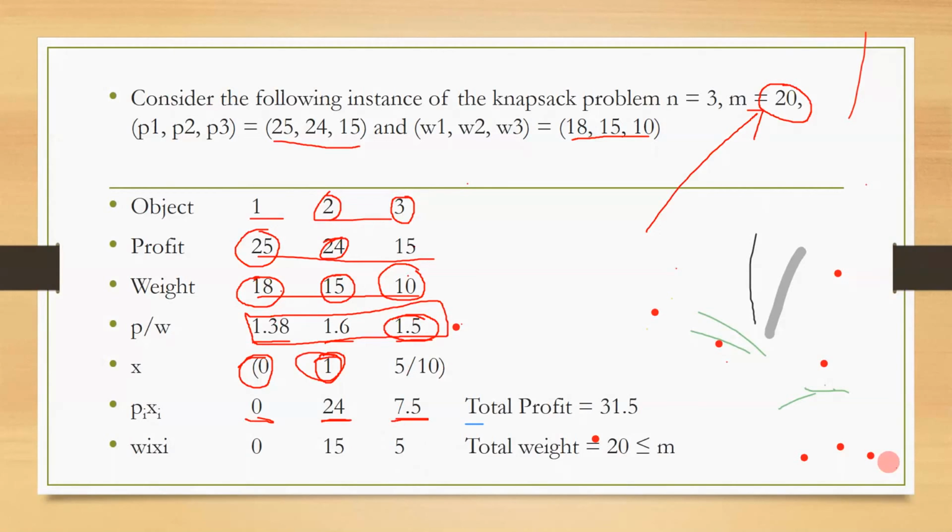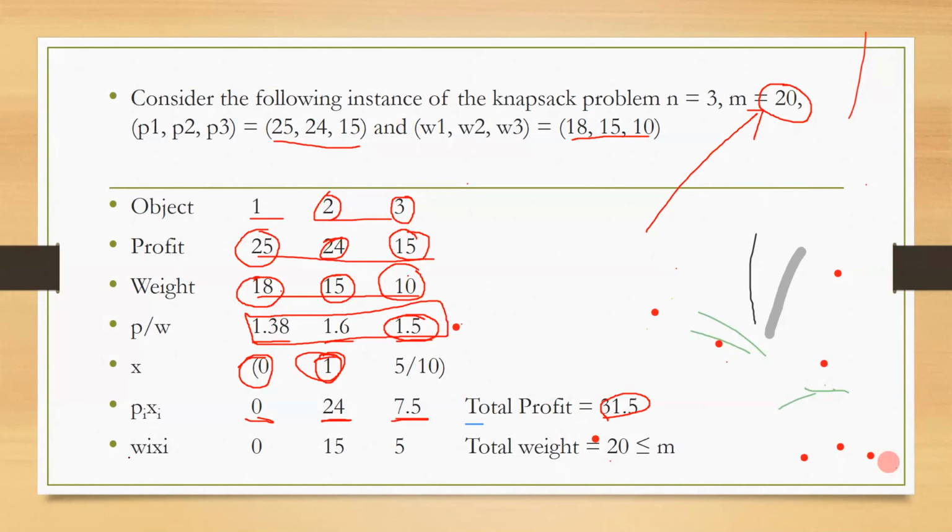What is the profit? Profit is 15. What is xi? 5 by 10, which is nothing but 0.5. 0.5 of 15, half of 15, is 7.5. So the total of 24 plus 7.5 is 31.5. That means the total profit that you can get from this problem is 31.5. You are going to include two objects, object number 2 in full and object number 3 in half. That is how you have to solve the problem.